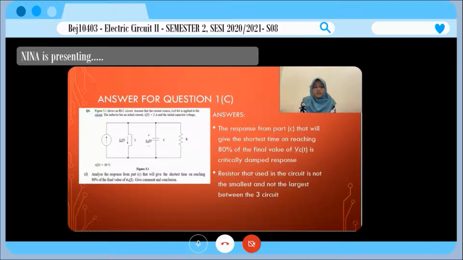It is because the resistor used in the circuit is the smallest among the 3 circuits, which is 1 kilo ohm. So the voltage can reach the final value faster and in the shortest time to reach 80% of the final value. The conclusion is resistors are used to reduce current flow, adjust signal levels, divide voltage, bias active elements, and terminate transmission lines, among other uses. That's why the circuit that uses 1 kilo ohm has the shortest time on reaching 80% of the final value. Thank you. That's all from me.